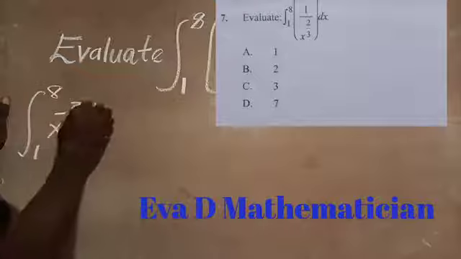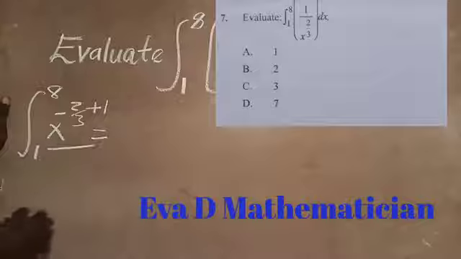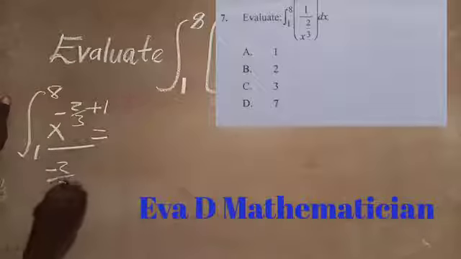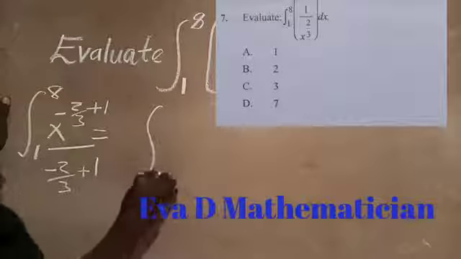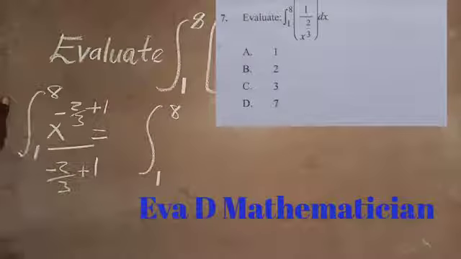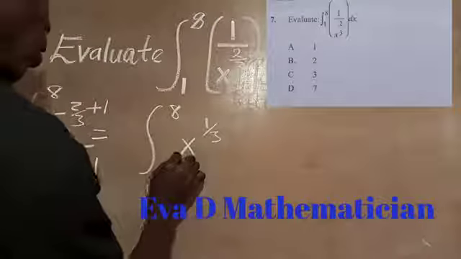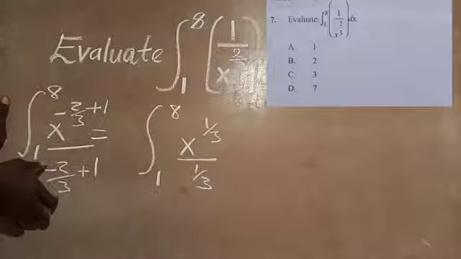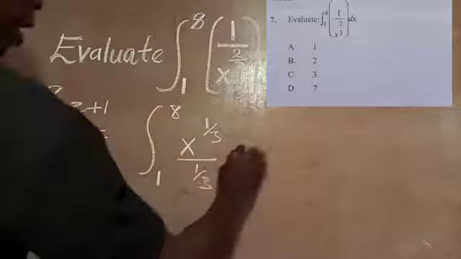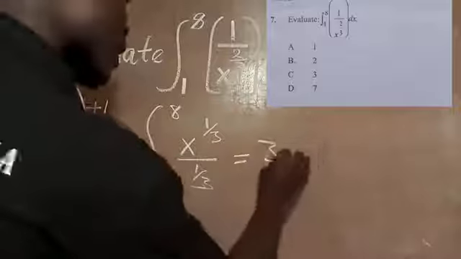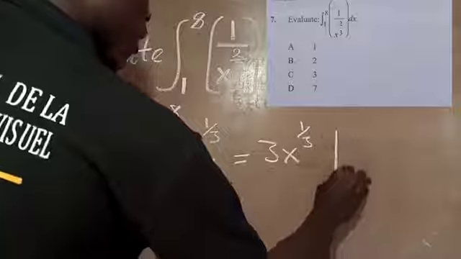Integrate. So integrate means I will add 1 to the exponent of my base and divide by the new exponent, which is negative 2/3 plus 1. And that will now give me the integral from 1 to 8 to be equal to x raised to the positive 1/3 all over 1/3, right? When I simplify down here and here, it gives me 1/3 in both cases. If I change the format, I will arrive at having 3x raised to the 1/3 from 1 to 8, the integral.